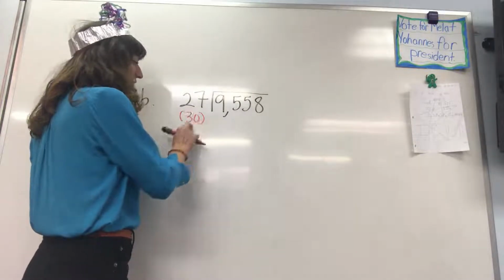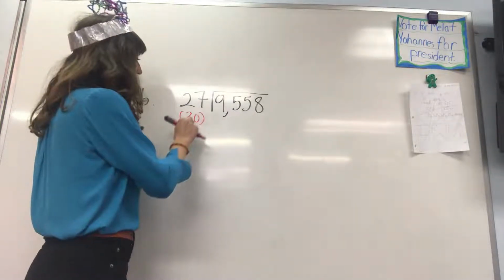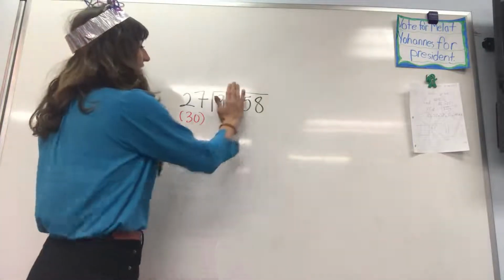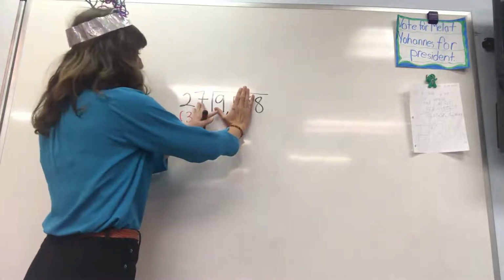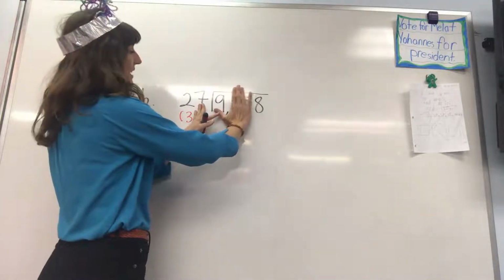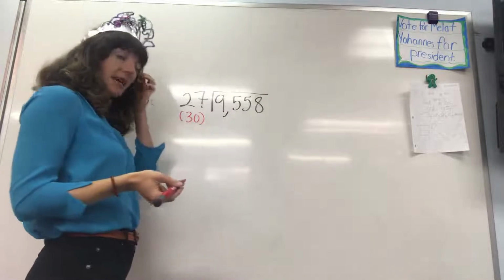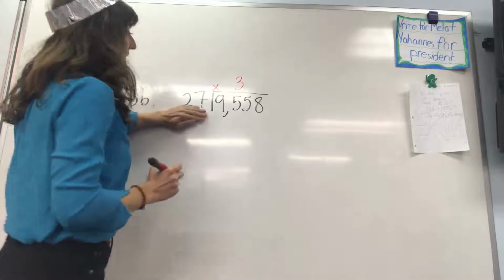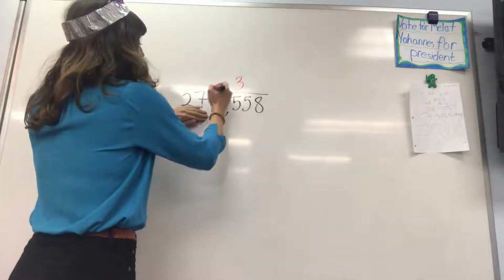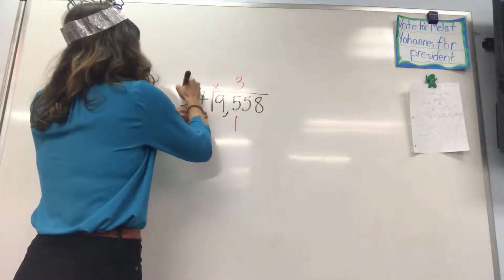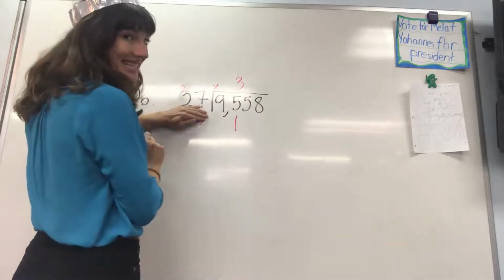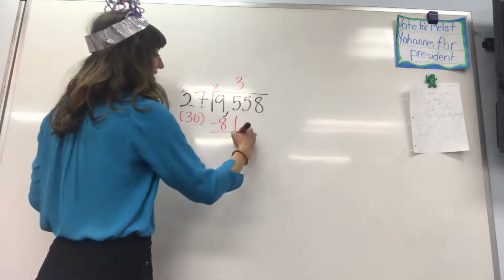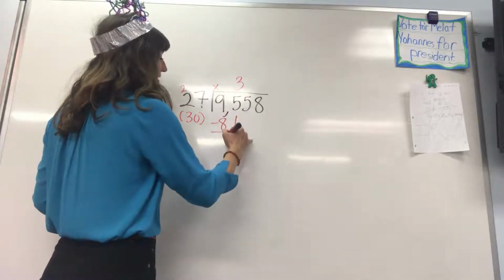Can 30 go into the number 9? No, it can't. Can 30 go into the number 95? Yes, it can. If I cover that 5 and I cover that 0, I'm guessing between 9 and 3. How many times can 3 go into 9? I think 3. Now I multiply with my actual divisor. 3 times 7 is 21, carry the 2. And 3 times 2 is 6, plus 2 is 8. Okay, 5 minus 1 is 4. 9 minus 8 is 1.